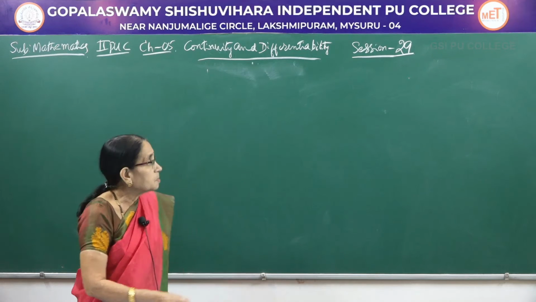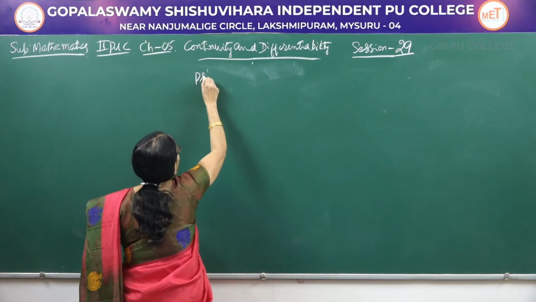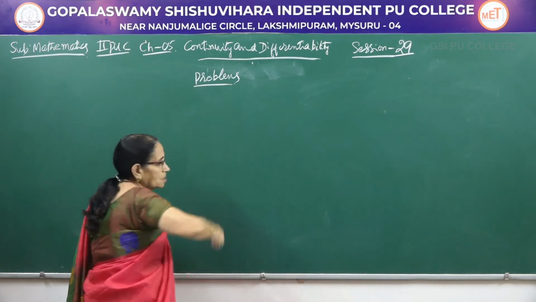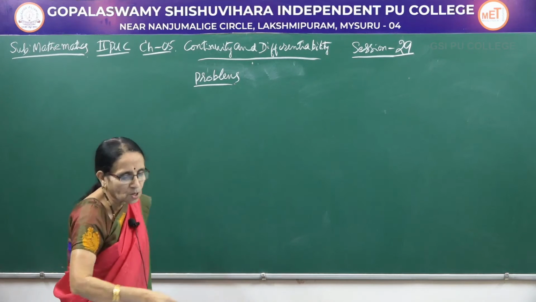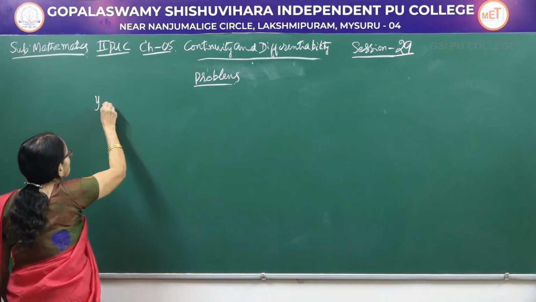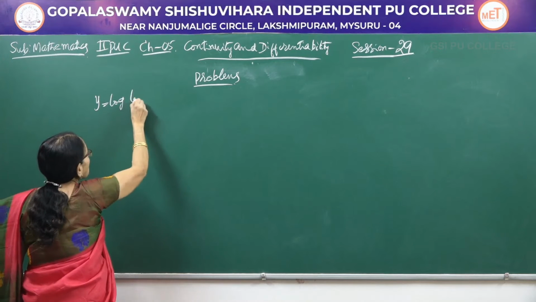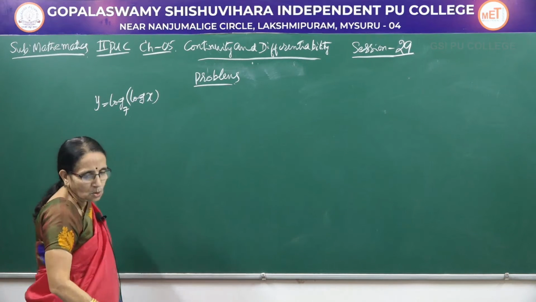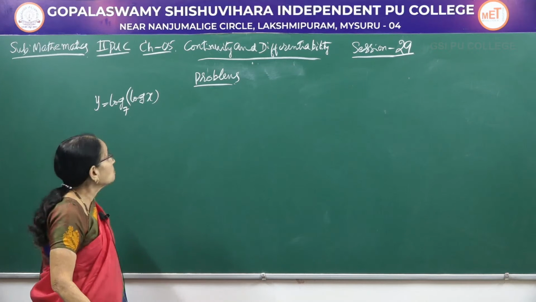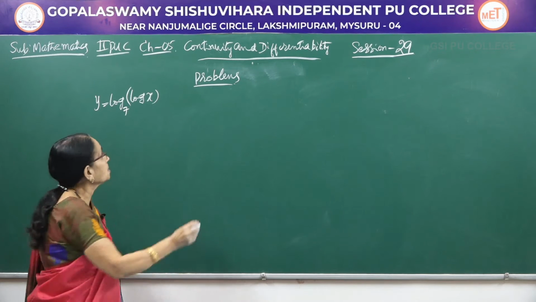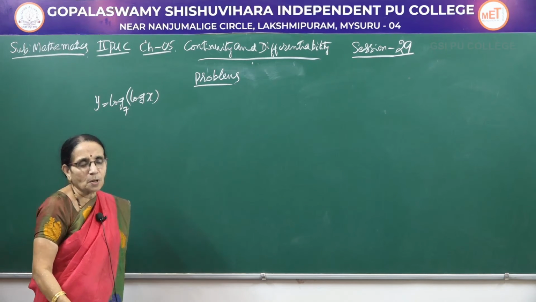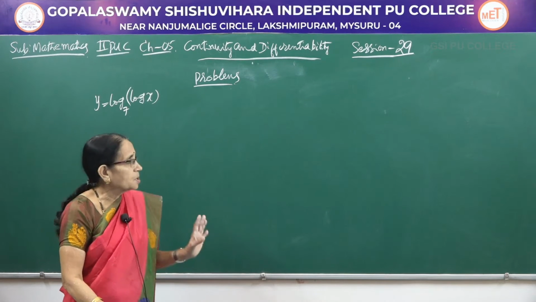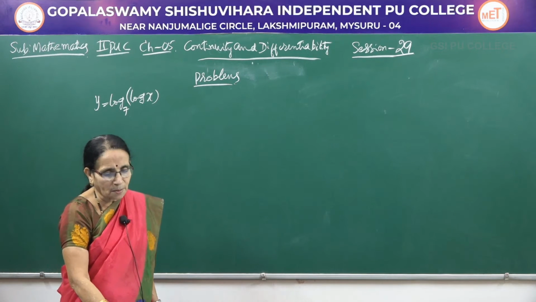Now, let me take the first problem. So, only the problems I am going to work out. If y is equal to log of log x, y is equal to log of log x to base 7, find dy by dx, that is the problem. So, here I am calculating the first derivative, that is dy by dx only I am calculating.